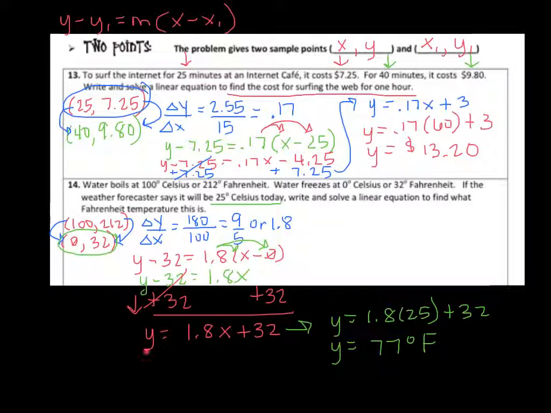Now remember, your y represents your Fahrenheit temperature, and your x represents your Celsius temperature. So they wanted me to figure out how much it would be, or what the temperature would be if it was 25 degrees Celsius, so that's why I plugged that in for x. So I did 1.8 times 25 plus 32, and I found out that it would be 77 degrees Fahrenheit.